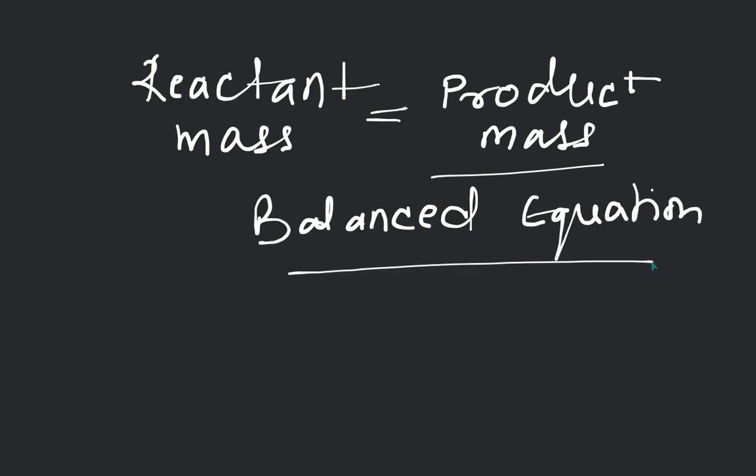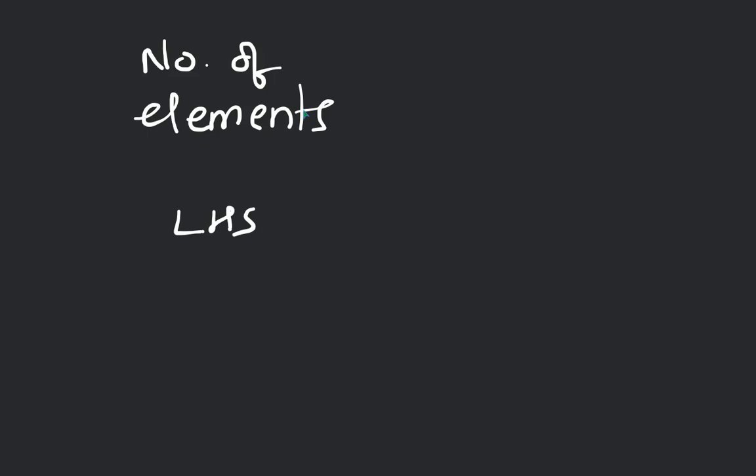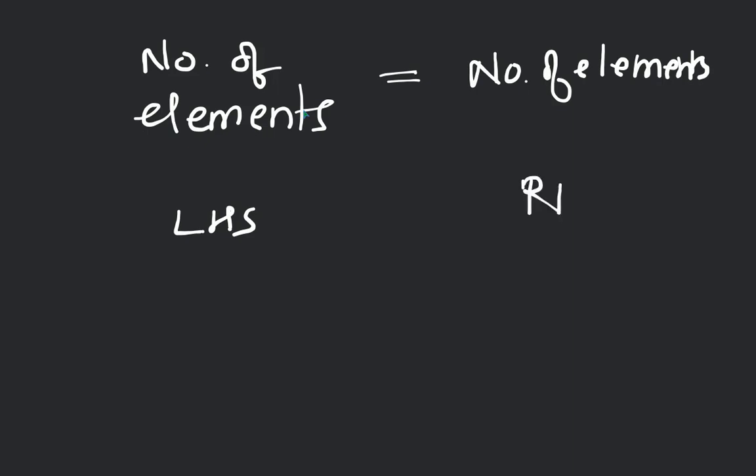And how will we find out whether the equation is balanced or not? For this, we need to see that the number of elements present on the LHS is equal to the number of elements present on the RHS. So in this, the question is 2H2O will give you 2H2 plus O2, right?